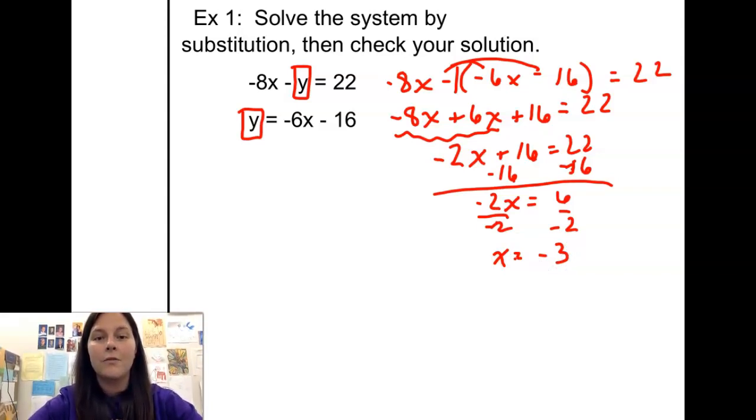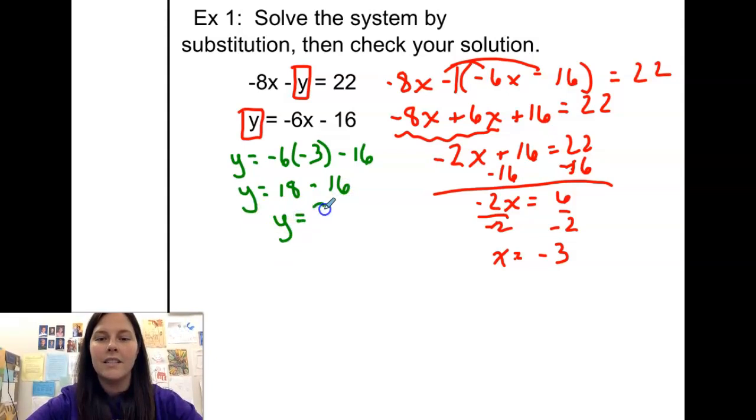Now we need to solve for y. I like to take the equation that y is already solved for, where y is already all alone. Replace x with that value we just got, negative 3, and simplify. Negative 6 times negative 3 is a positive 18, and 18 minus 16 is 2. Setting this up as an ordered pair, we got negative 3 for our x value and positive 2 for our y value.